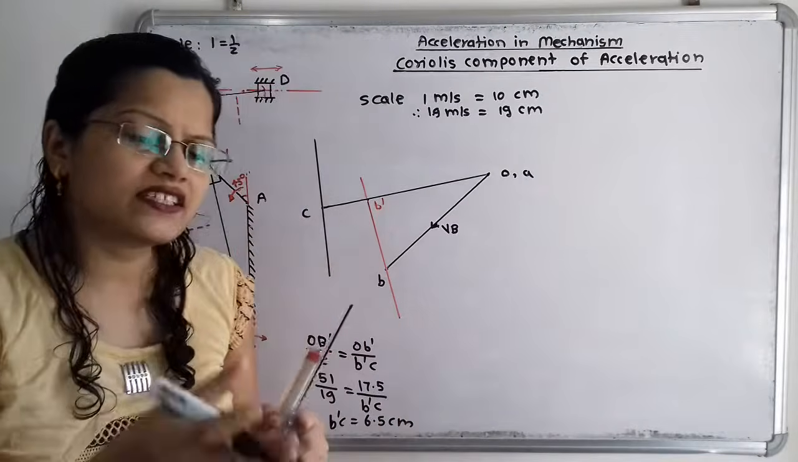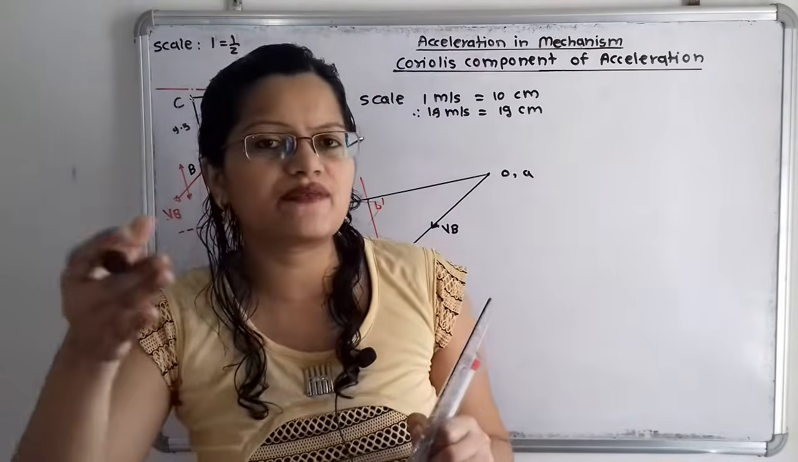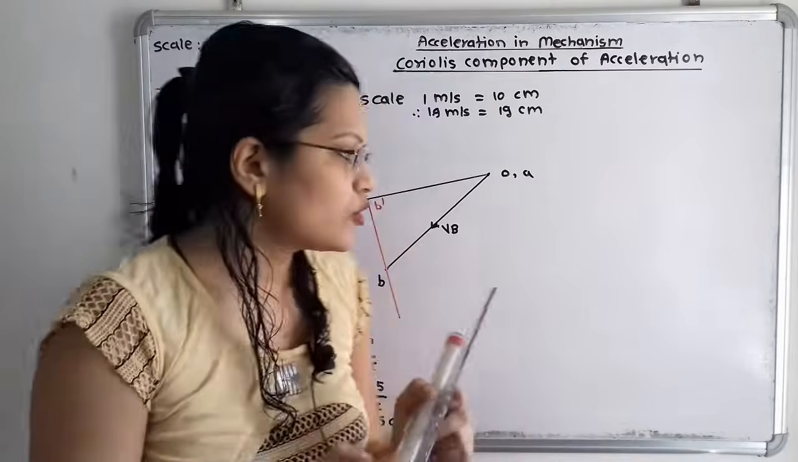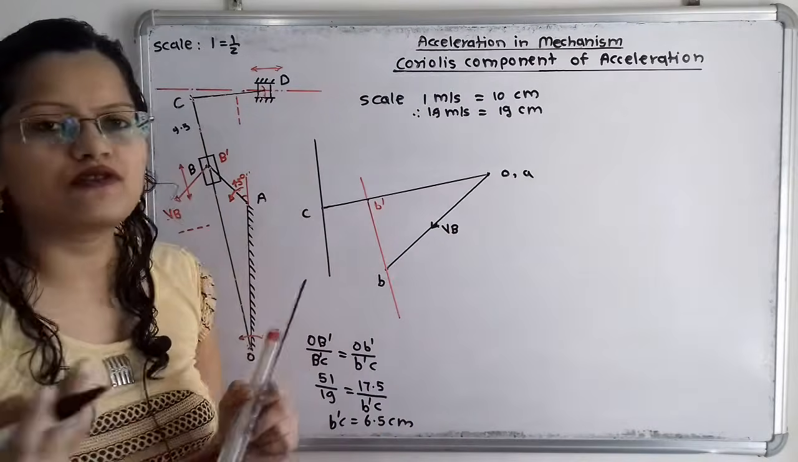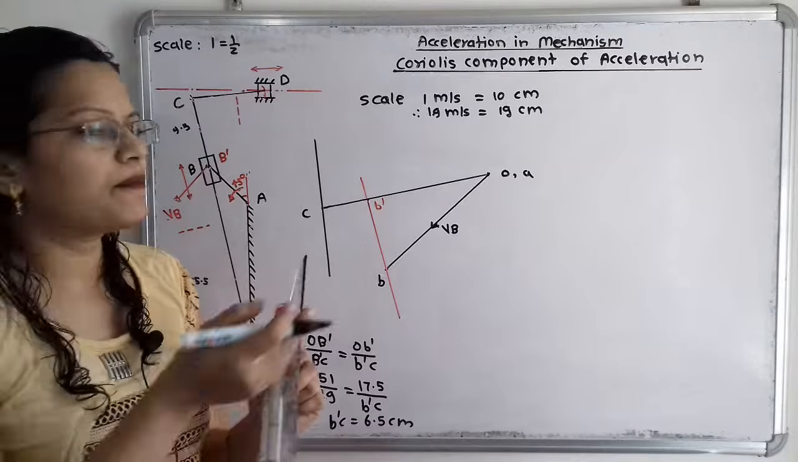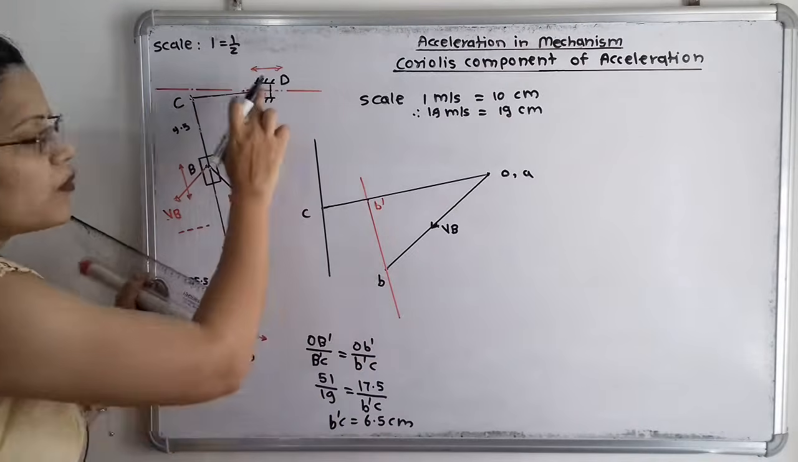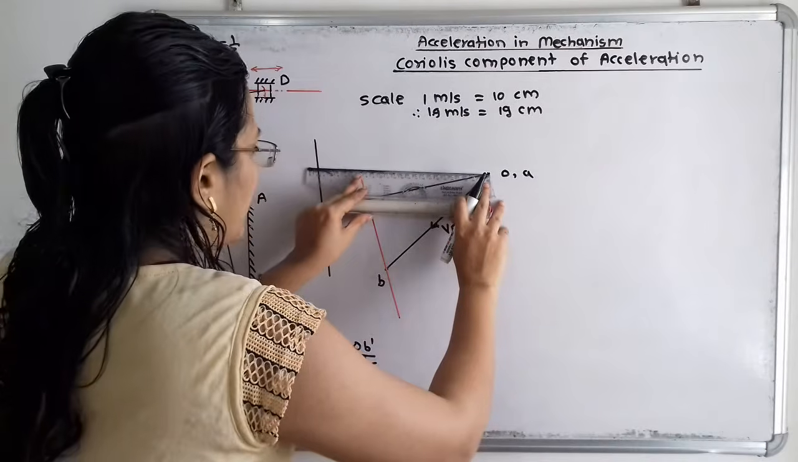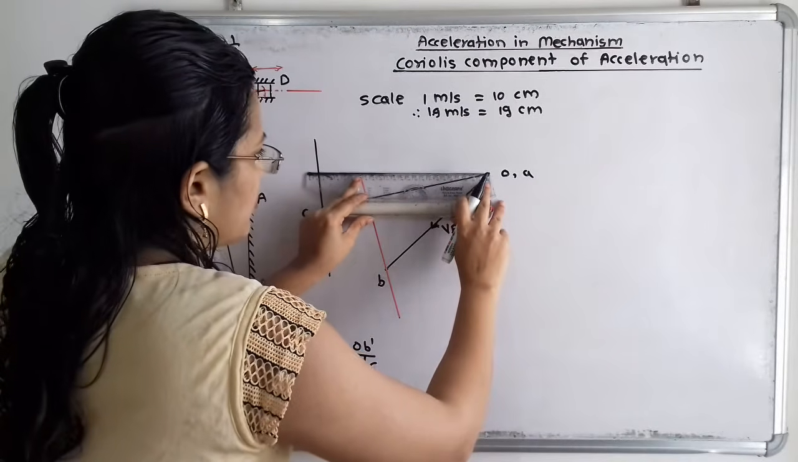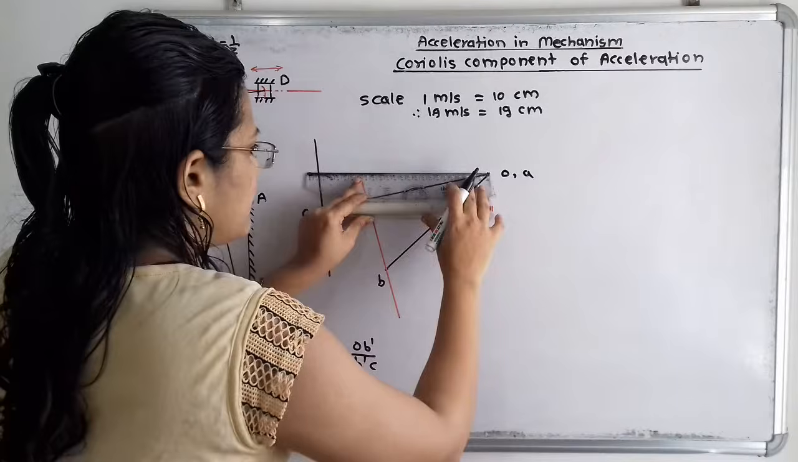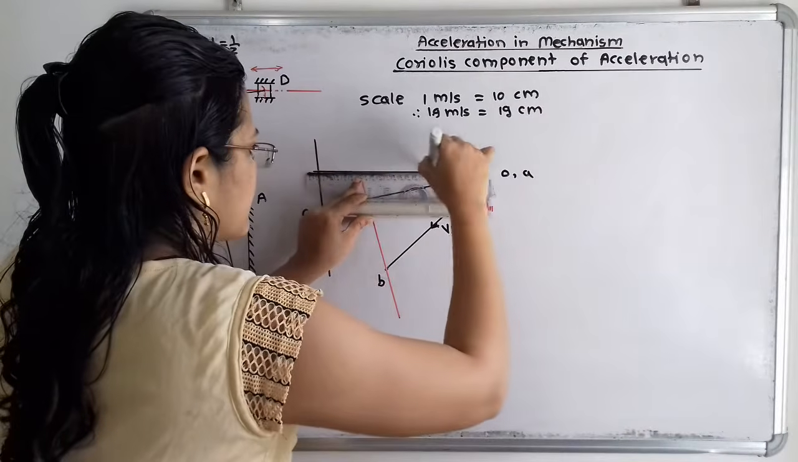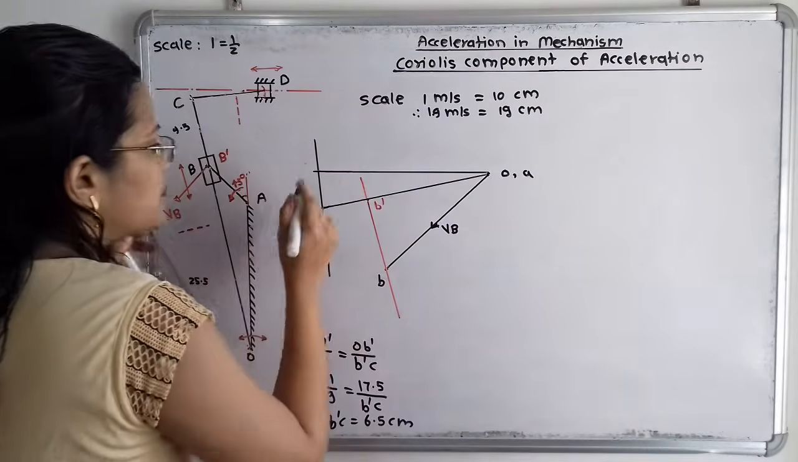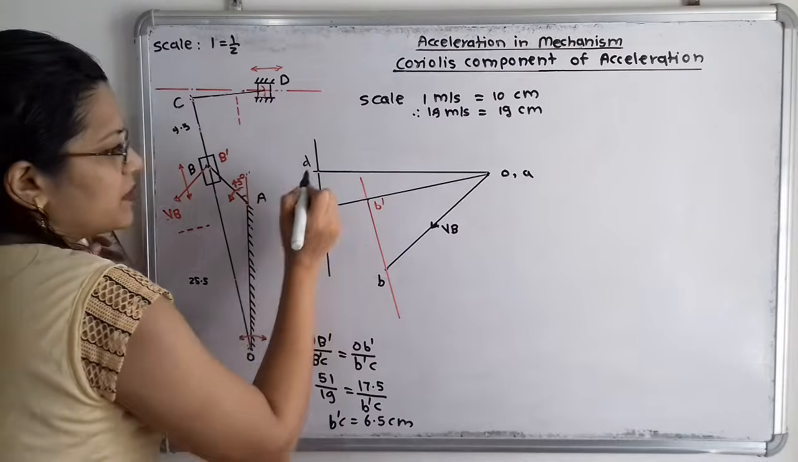Now we know that the reciprocating motion is always with respect to fixed points. So here is the fixed point, and we have to draw the horizontal line passing through the fixed point to indicate the motion of the ram at point D. So I will draw here one horizontal line. Now this point of intersection is nothing but the point D.